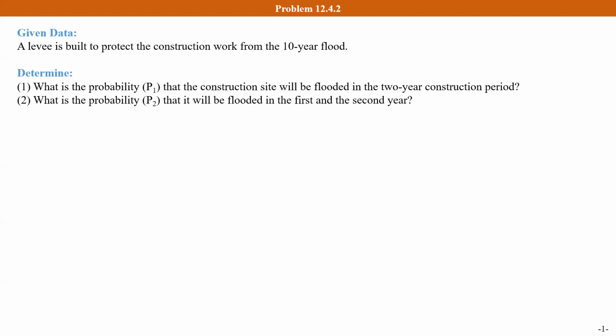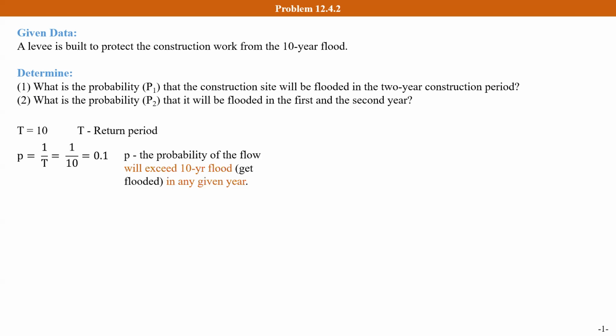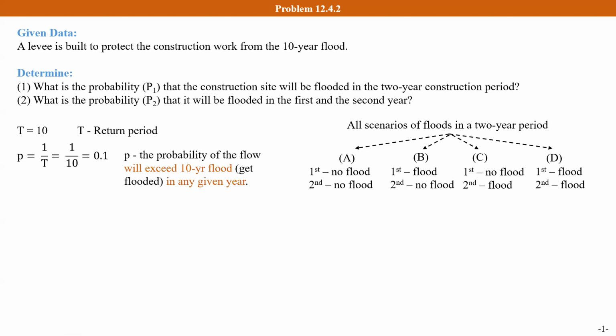Based on the description, we know that it's a 10-year flood. So the return period equals 10. And we can calculate the probability that the flow will exceed the 10-year flood in any given year. It equals 1 over T, which equals 0.1. And we also list all scenarios of floods in a 2-year period. We have 4 scenarios.